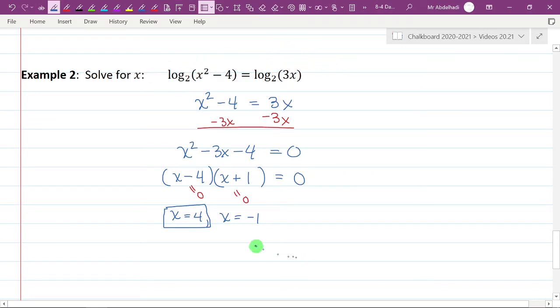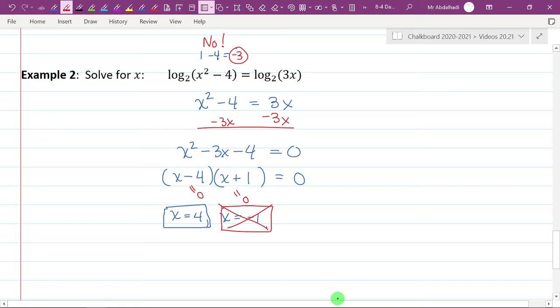Now, what about -1? Will -1 work? Plug a -1 in here. -1 squared is +1. +1 minus 4 is -3. And that, you cannot take the logarithm of -3, so that's bad. Right away, we know that this is an invalid answer. Not because it's negative, just because it doesn't work in the logarithm. Like I said on the homework, you will see a couple of questions where negative answers work fine.